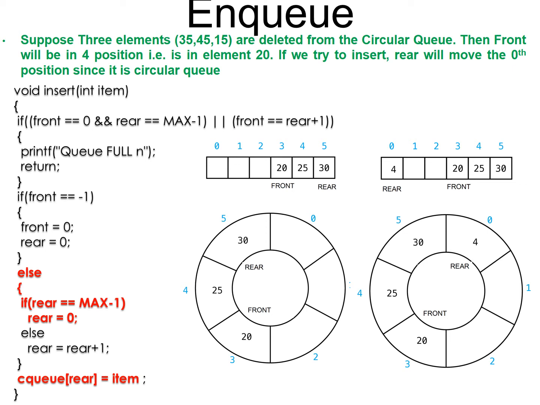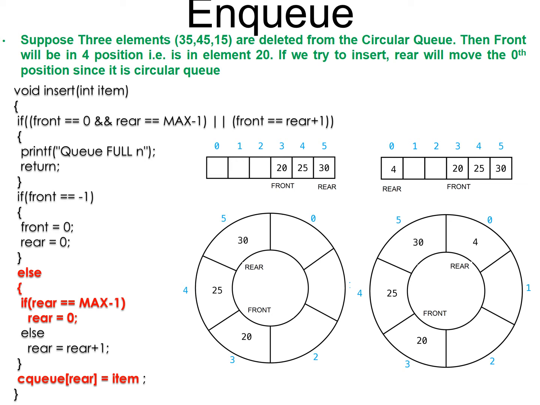So what will be the first element coming out? It will be 35. Then the second element will be 45, then 15. If these 3 elements have been deleted, front will be getting updated. When 35 is deleted, front will come to the first position. When 45 is deleted, front will come to the second position. When 15 is deleted, front will come to the third position. So now front is at 20. So you have only 3 elements in the queue.